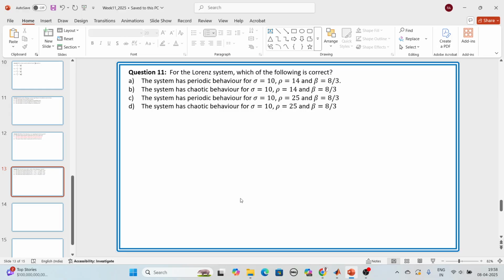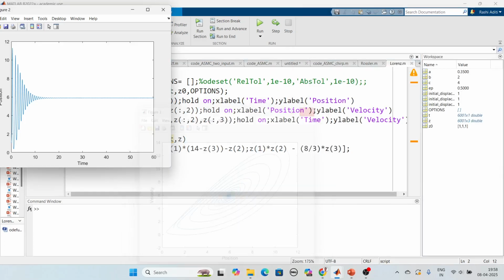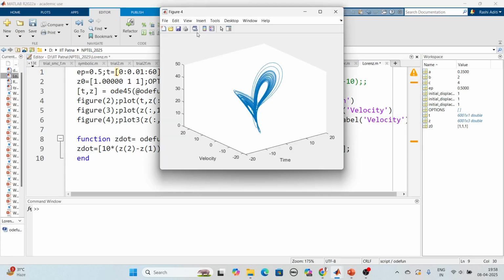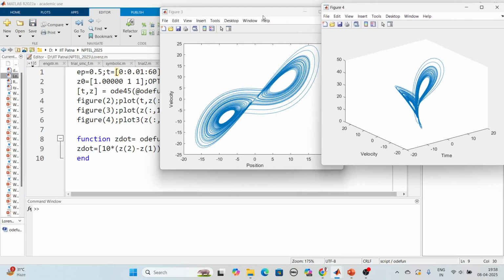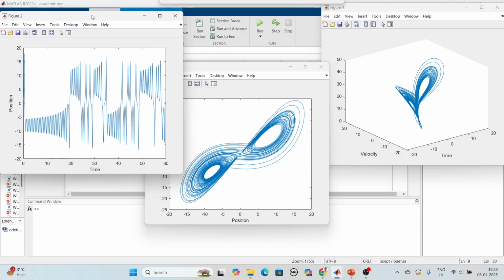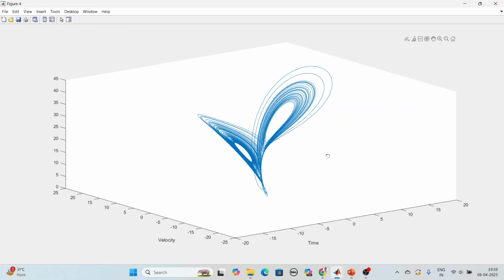And if we look into the second set, we just have to change the value of rho to 25. See, this is the time response. Well, again, we cannot say anything about the time response, but see this. See the three-dimensional plot. It is very interesting.